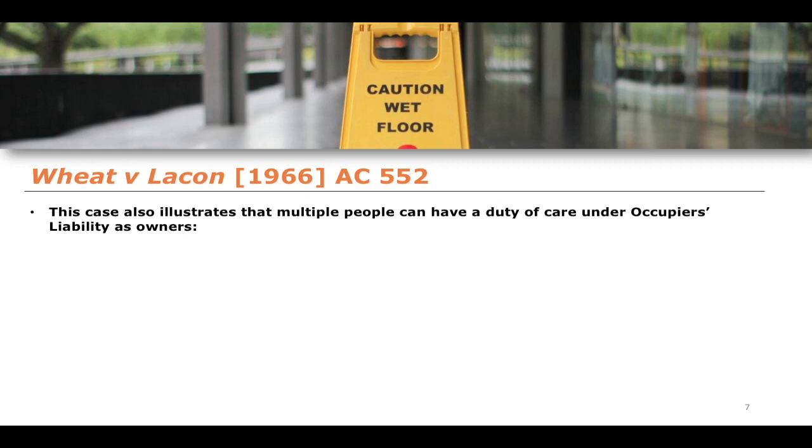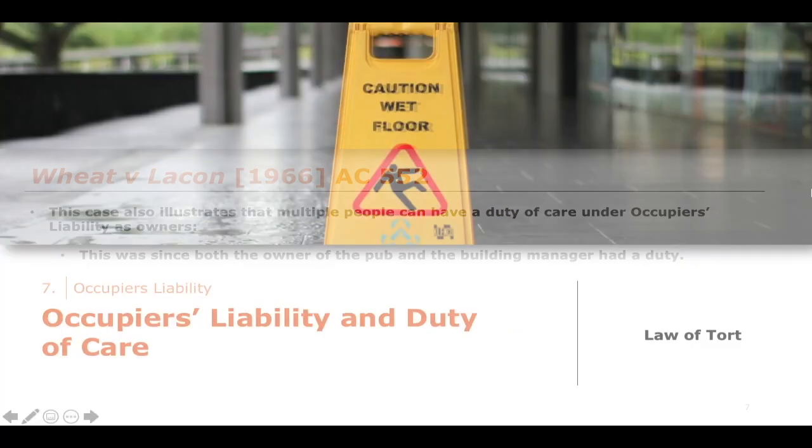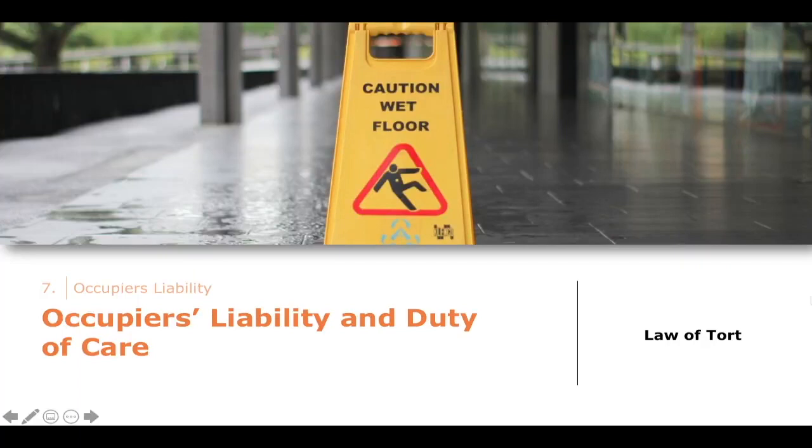This case illustrates, firstly, that multiple people can have a duty of care under occupiers' liability as owners, because it wasn't just the owner of the pub that had a duty of care under occupiers' liability, but also somebody who had license to manage the pub, which was, of course, the building manager as well. And so this illustrates the fact that multiple people who control property, who have some kind of ownership over a piece of land, can therefore have a duty of care in relation to occupiers' liability in relation to that land.